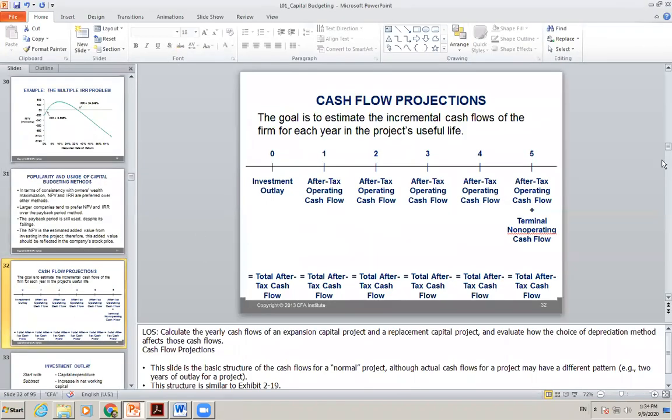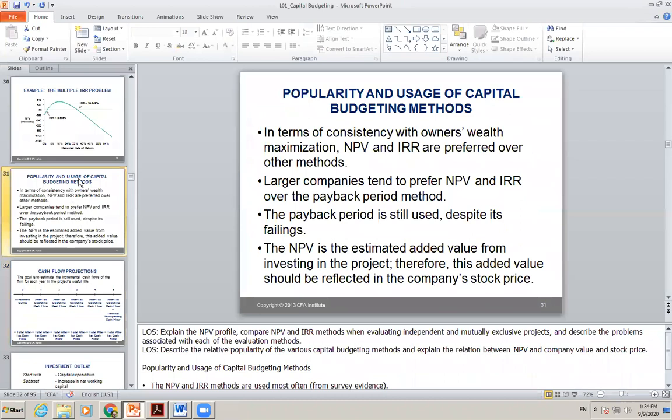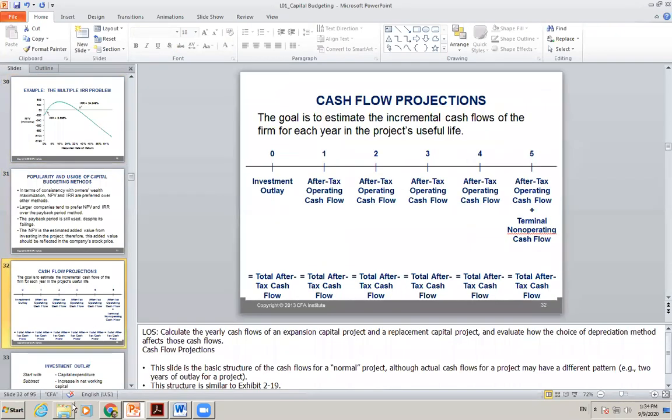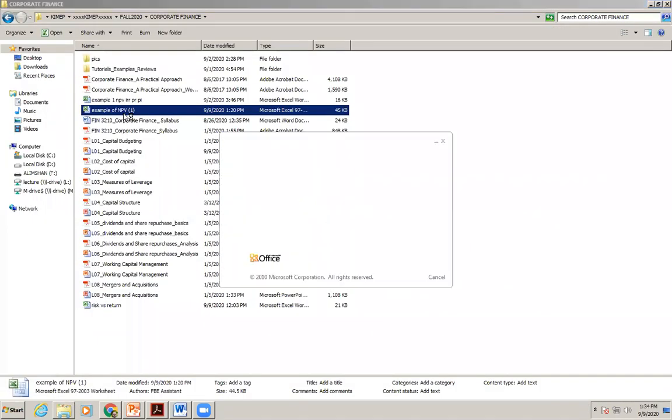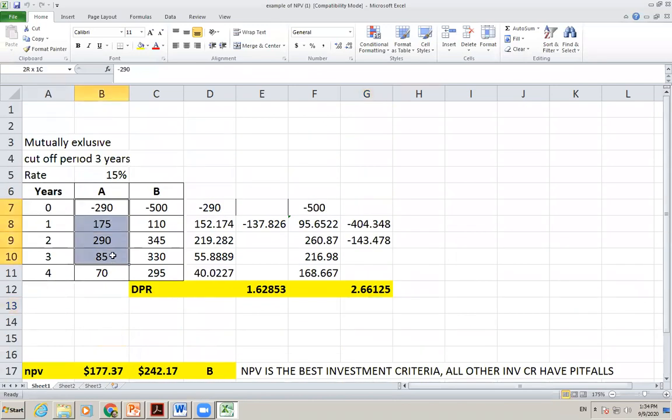Okay, time came to go with the cash flow projection. We know how to calculate NPV and so on. This cash flow that we were dealing with, okay? We were getting these cash flows, but how can we estimate these cash flows? Have you ever asked yourself, who estimates this cash flow? How do you come up with these certain numbers: 175, 290, 85, 70, 110, and so on?